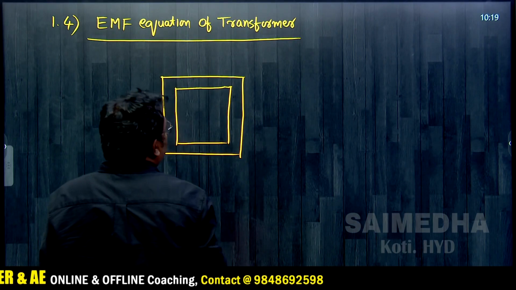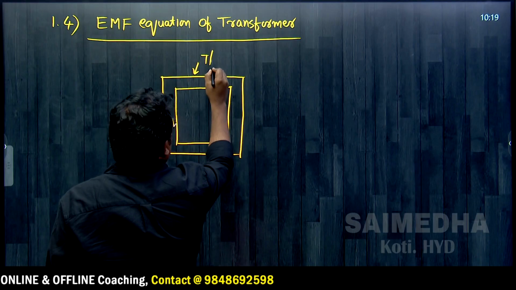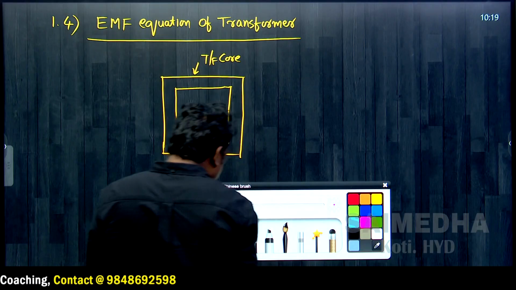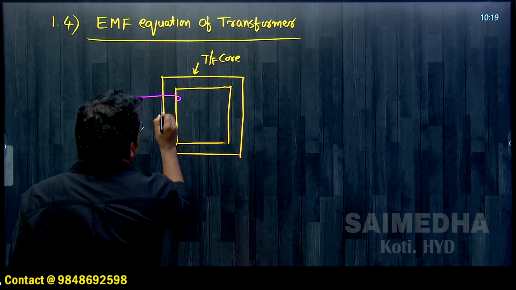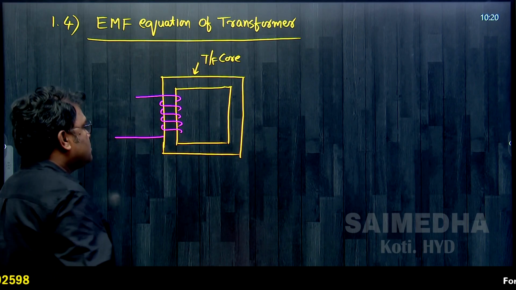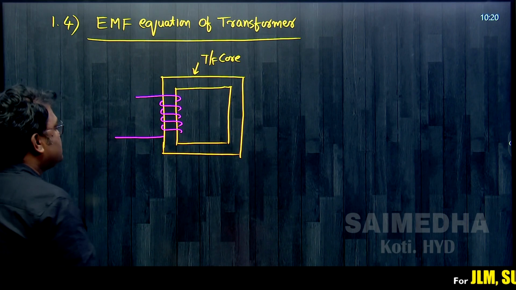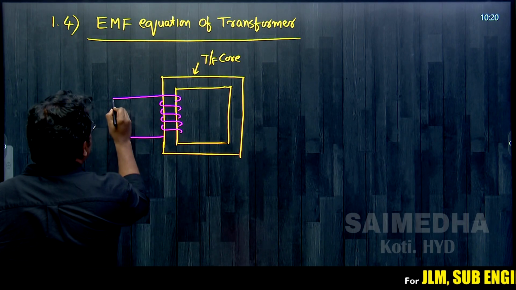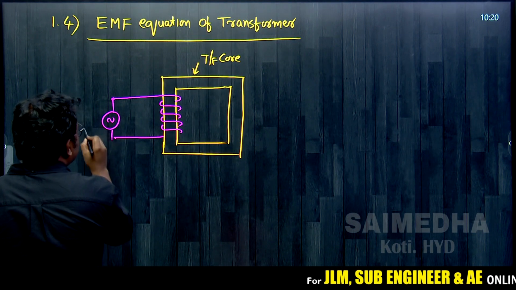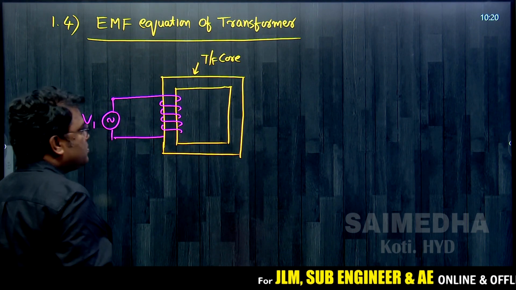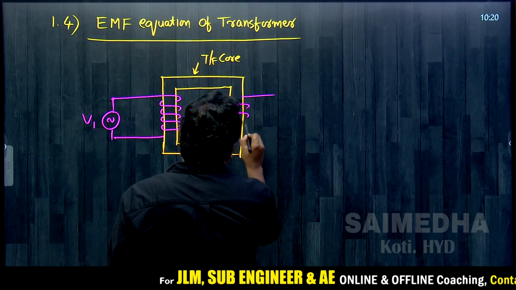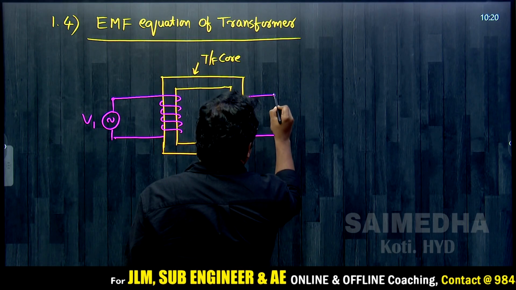The transformer core is a magnetic material, and the winding is placed on the core as shown in the figure. Let us assume this is the primary winding of the transformer. Why is it called the primary winding? Because it is connected to the supply. That is why it is known as the primary winding. The other winding is the secondary winding of the transformer.